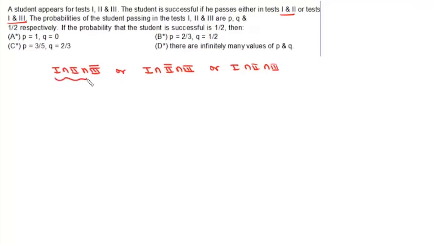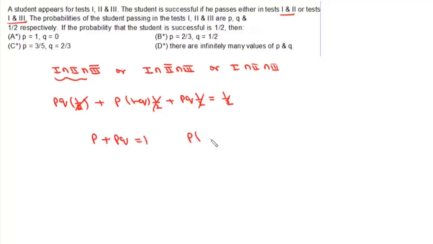So for the first one, passing the first, it is P, passing the second, it is Q, and not passing third is 1 by 2. Now for this one, this is P, not passing second is 1 minus Q, and then it is 1 by 2, or passing in all 3. So it will be PQ into 1 by 2, and it is given that this probability is 1 by 2. Now here this 1 by 2 will get cancelled. So we can write this as P plus PQ equal to 1, or P into 1 plus Q, it should be 1. Now what are the possibilities?